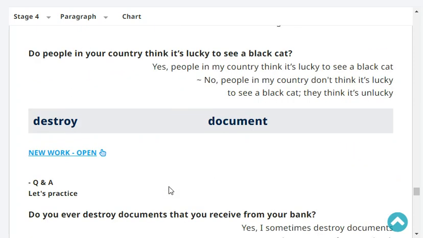Do people in your country think it's lucky to see a black cat? Yes or no? No, people in my country don't think it's lucky to see a black cat. They think it's unlucky. Very good.